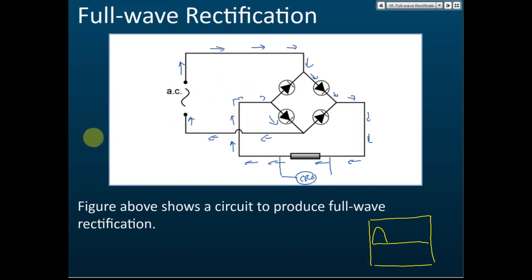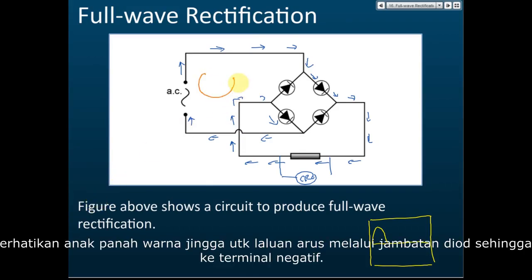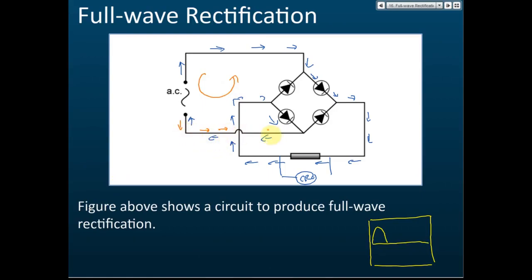let me use another color to show the difference. So anti-clockwise, the current goes down, and so it goes here, here, and here. Now up to this point, will it go to the right or left? Right means it goes up, left means it goes here. It will go to the right. Why? Because it's forward bias.